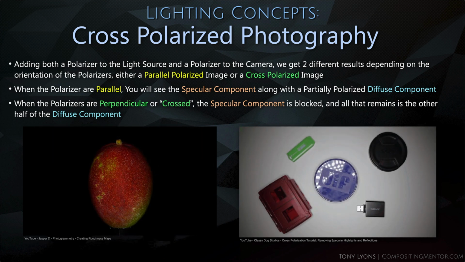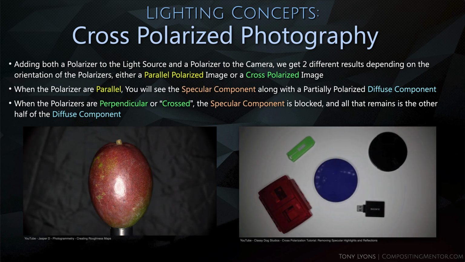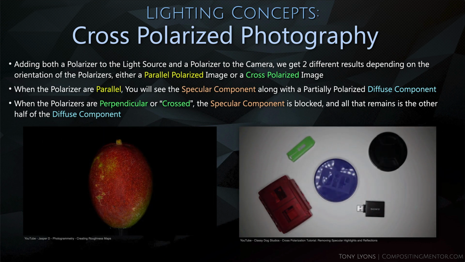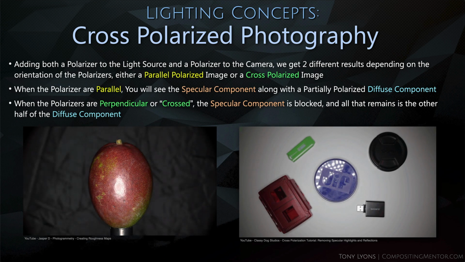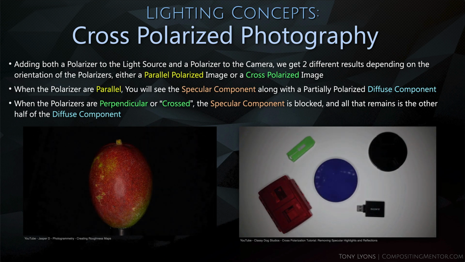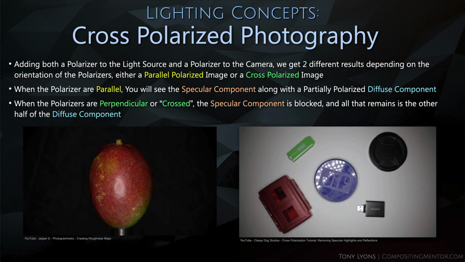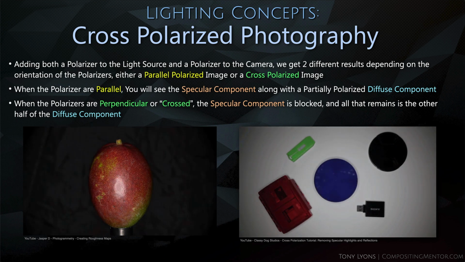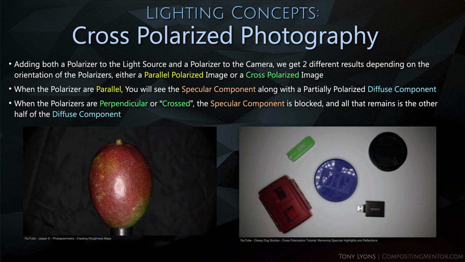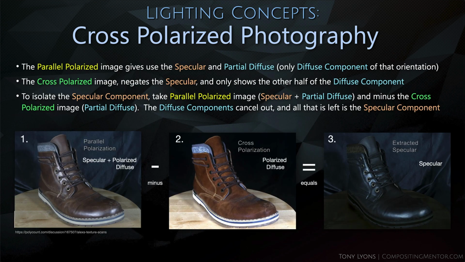So you can see in these two examples that we always see a diffuse component of the item, but depending on how the individual is rotating the polarizer, the specular component seems to just completely disappear, and we get the true diffuse component of this material. The parallel polarized image gives us the specular and the partial diffuse, only the diffuse component of that orientation. The cross-polarized image negates the specular and only shows the other half of the diffuse component.